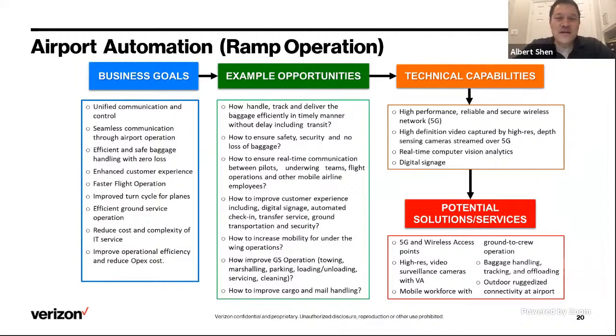So these are really the automation capabilities, questions and goals being discussed between us and the airlines. How can we bring 5G, whether private or public, to that specific airport, and what solutions can we design to help those airlines be more effective economically? So next slide.